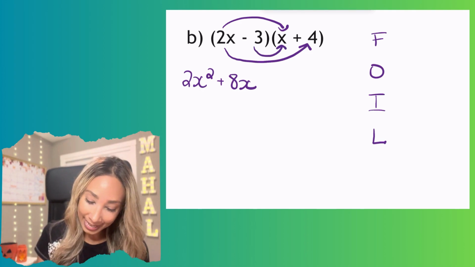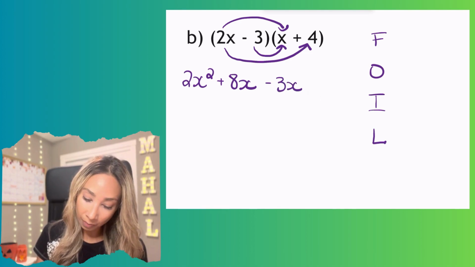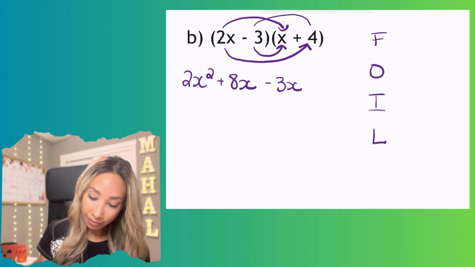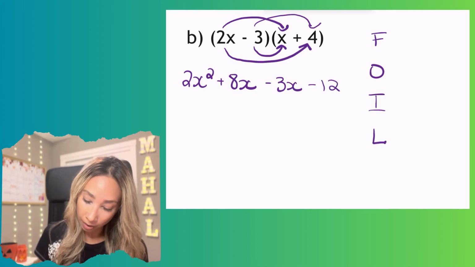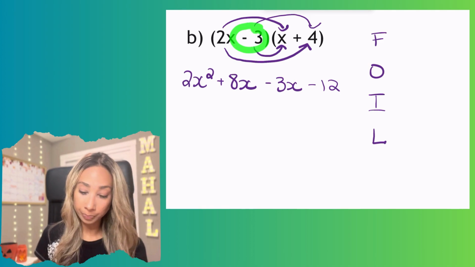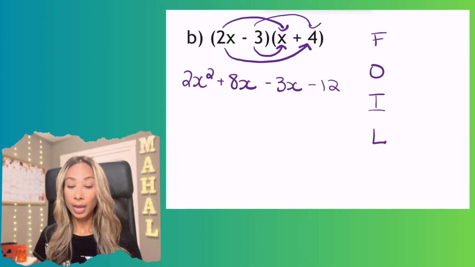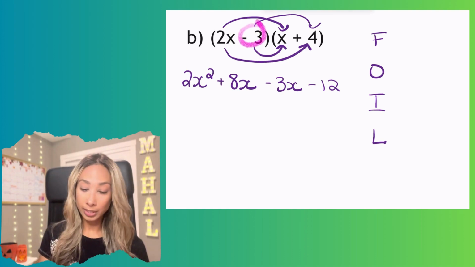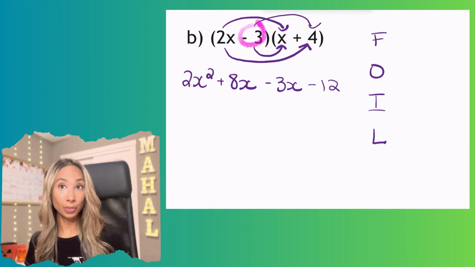Then we're going to look at the inside, negative 3 times x. That's going to give me negative 3x. And finally, our last, which is negative 3 times 4. That's going to give me negative 12. Now with these ones, we do really want to be careful about making sure we multiply everything by that negative. If you do get confused with that, just give it a quick little circle so you remember that negative is attached to that 3.